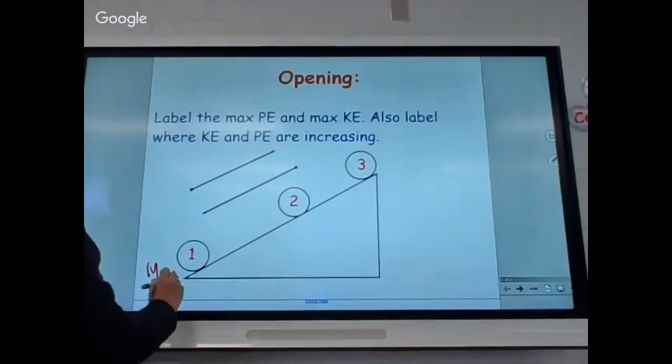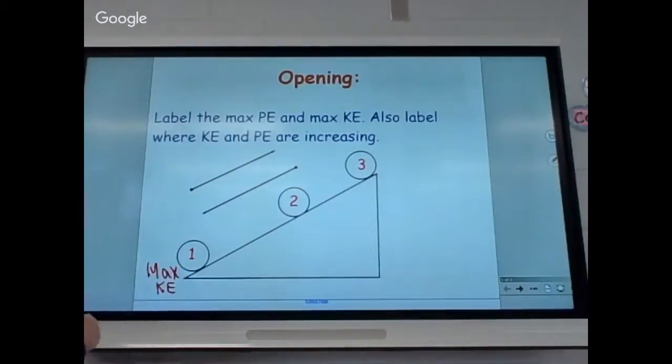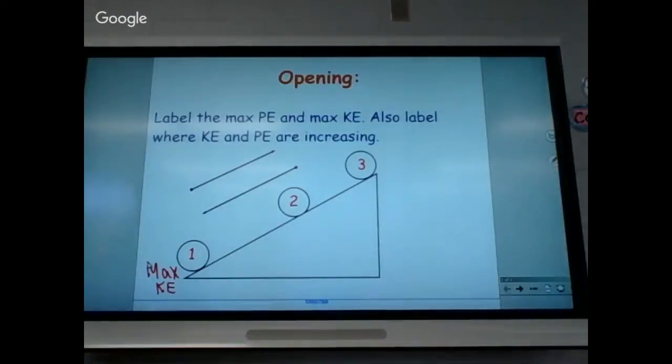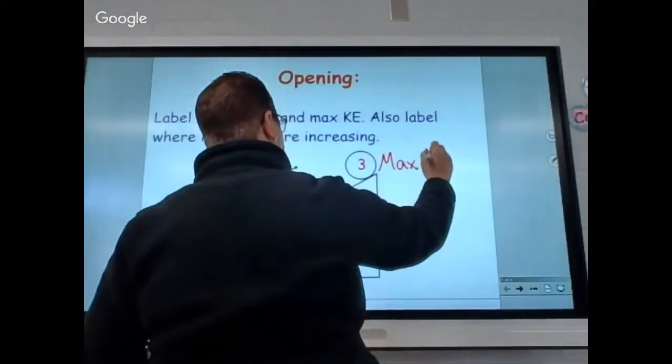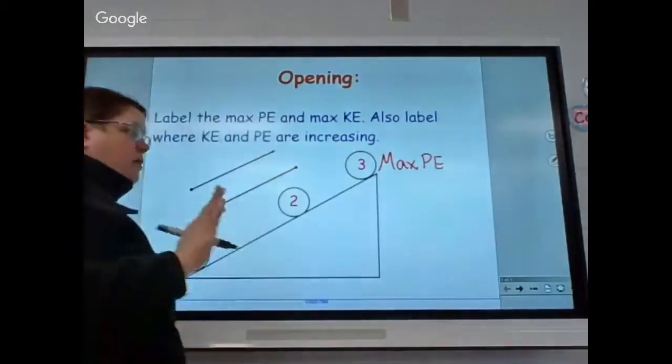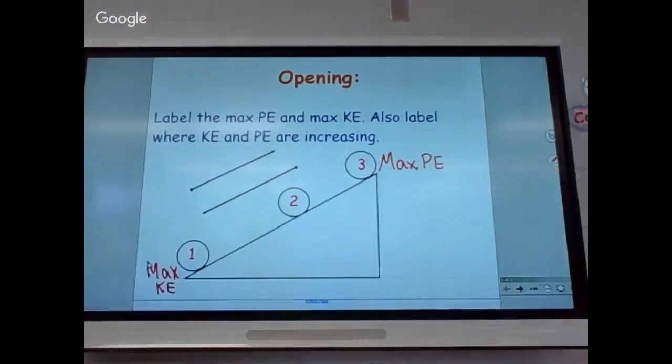Maximum kinetic had to be down here at the bottom. Now, maximum potential energy is always where? At the top. So it had to be up here at number 3. Now, if you labeled it that way, you got 2 points. This was the question that had the absolute least points attached to it.